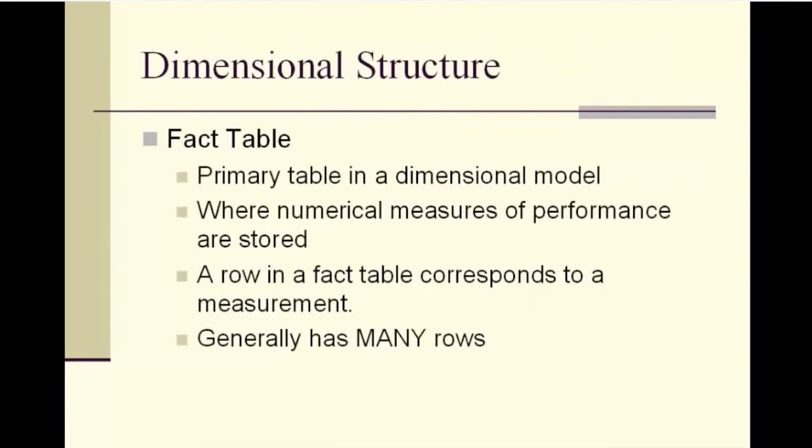The fact table is our primary table, kind of the center of the star, where numerical performance measures are stored. This might be cost measures, quantity measures, and other types of numbers. And a row in the fact table really corresponds to a measurement. It might correspond to the sale of one item, it might correspond to an inventory reduction, and the fact table generally has many rows.